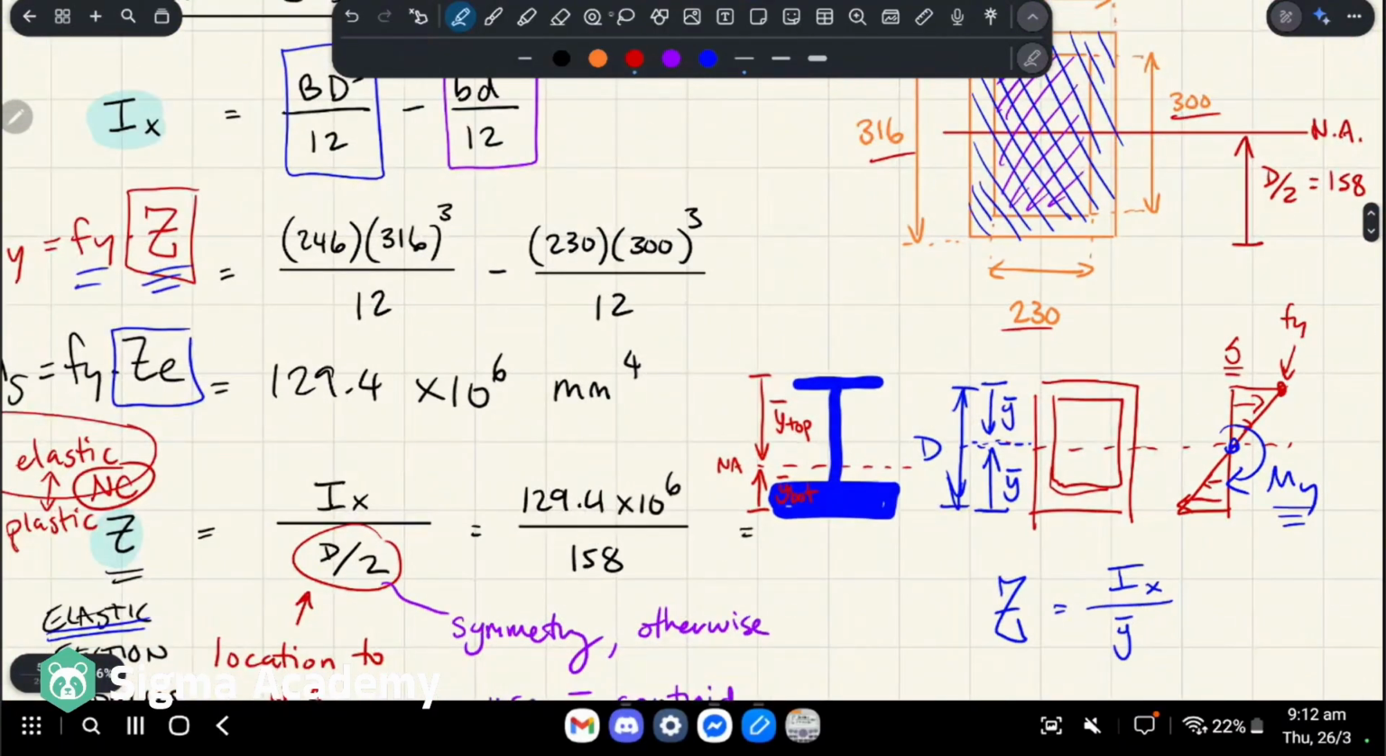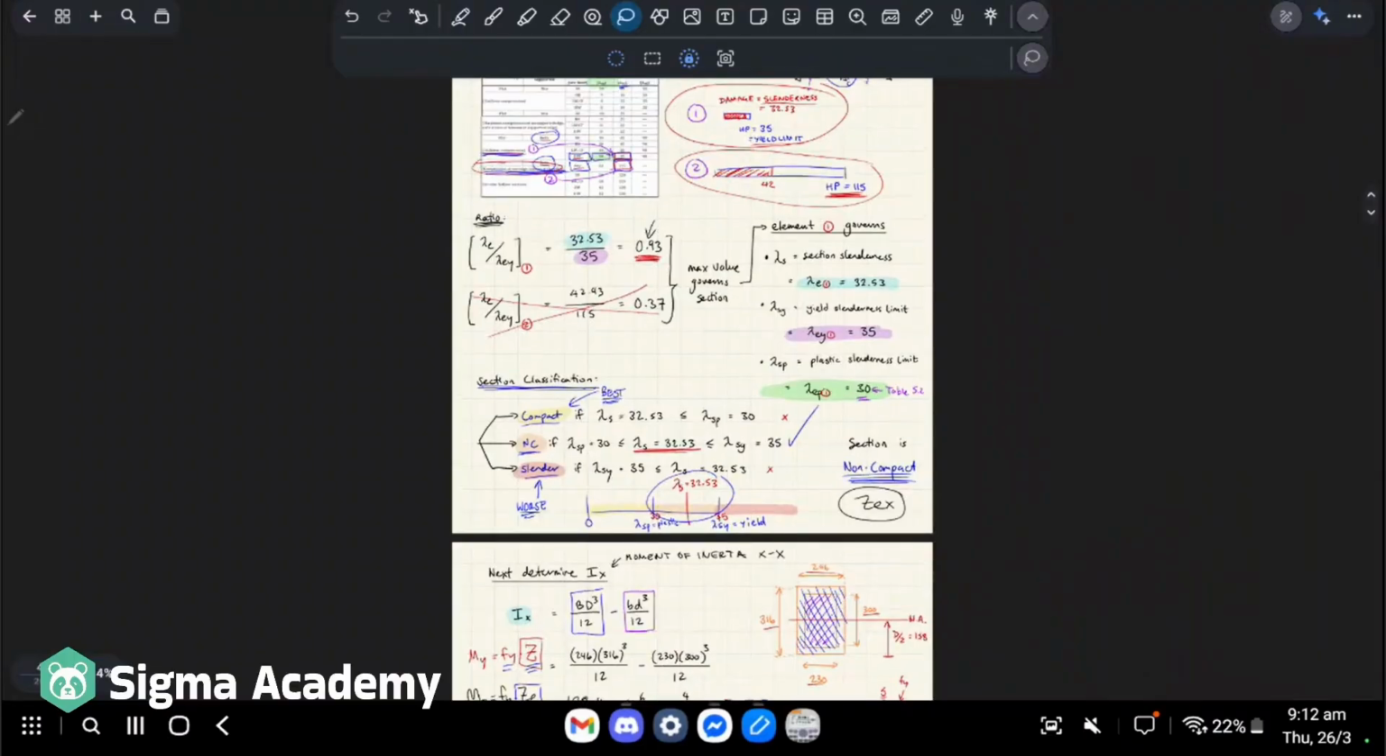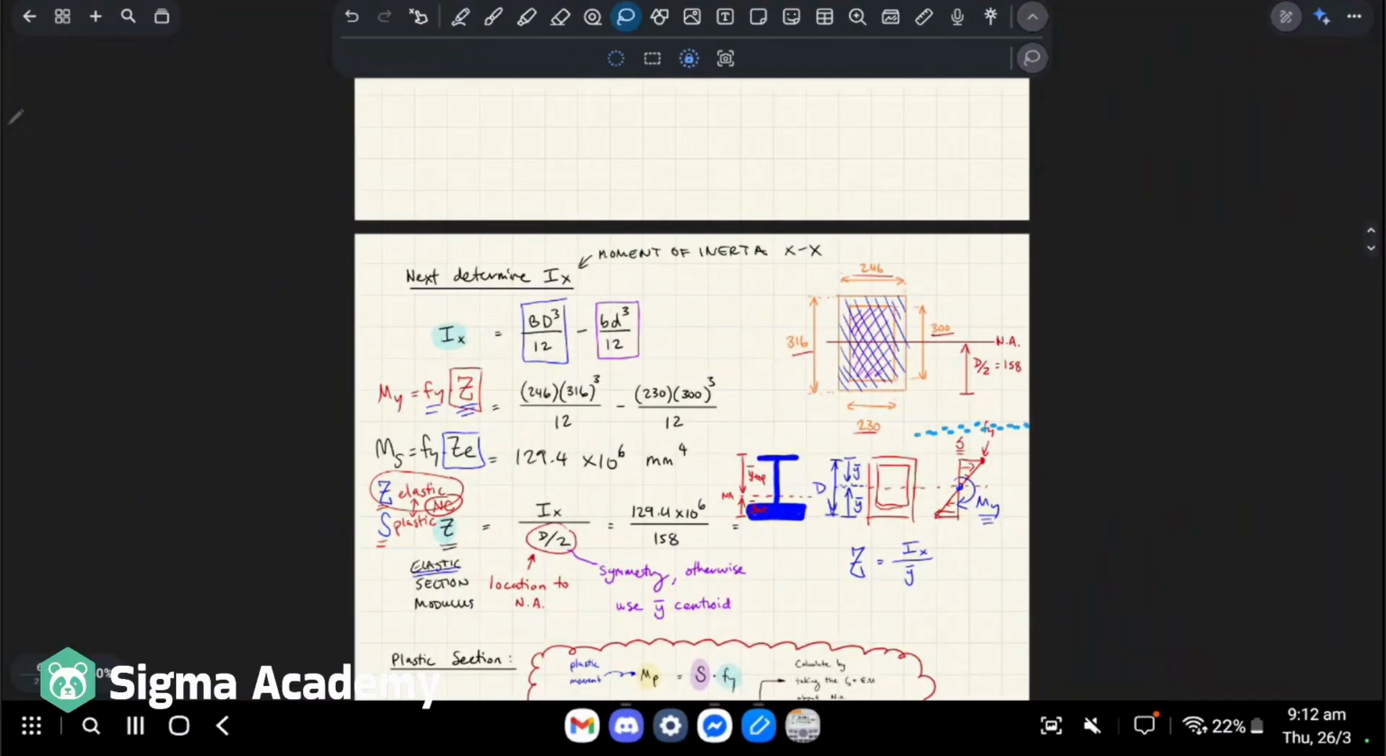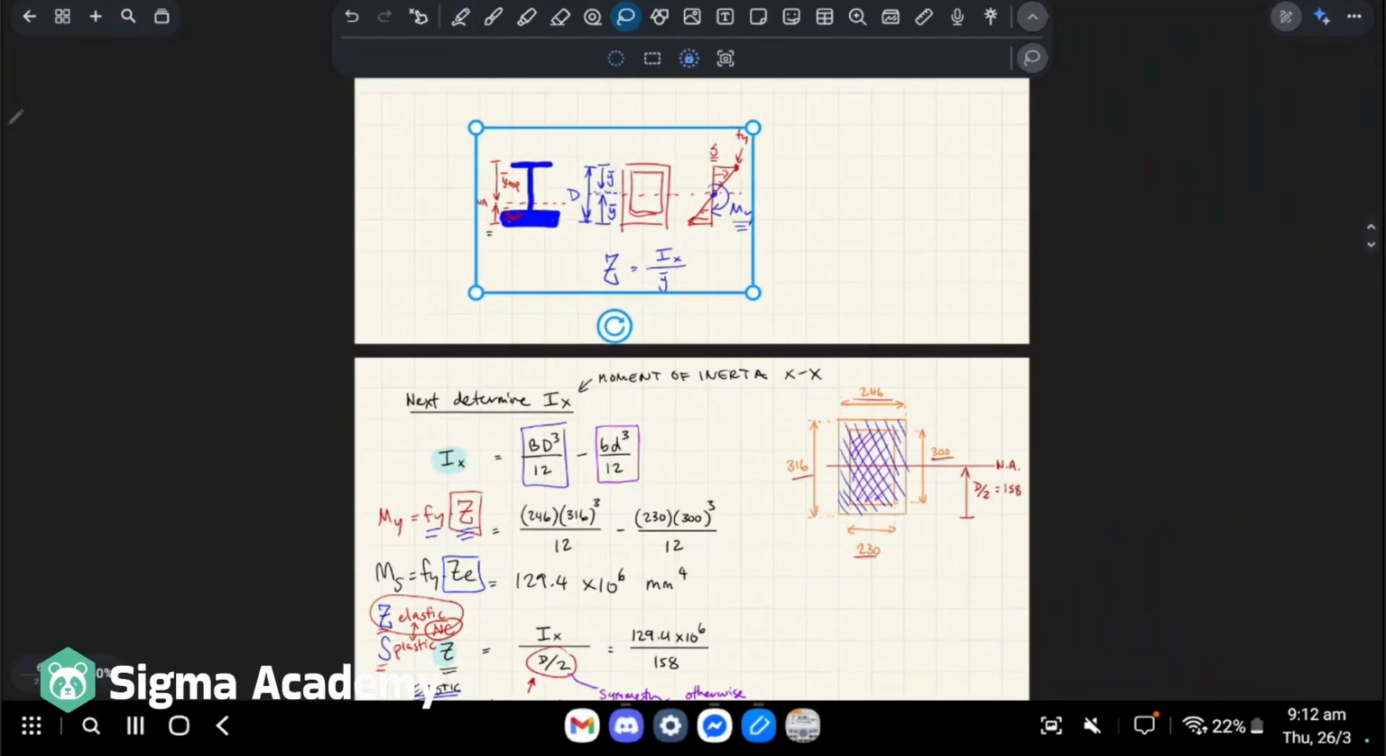Now, I'm actually running out of space. Okay, give me one second. This is important. I'm going to move all this over to a new page, okay?